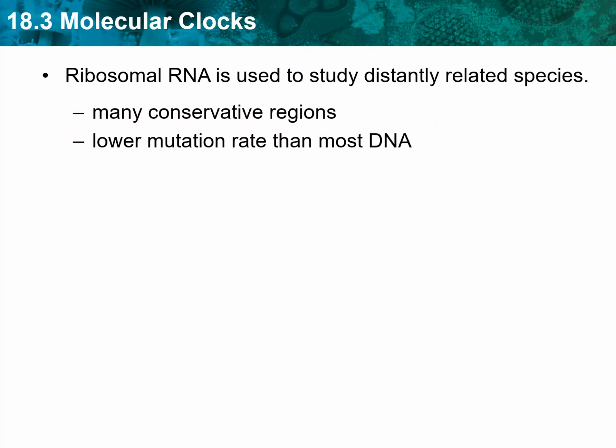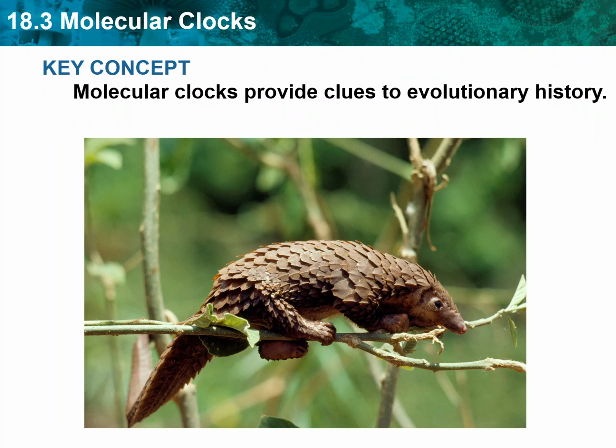American microbiologist Carl Woese first used ribosomal RNA to establish that archaea diverged from the common ancestor they share with bacteria almost 4 billion years ago. As you will learn in the next section, these findings supported a reconstruction of the tree of life at its highest level. This video has been Chapter 18, Section 3, Molecular Clocks.